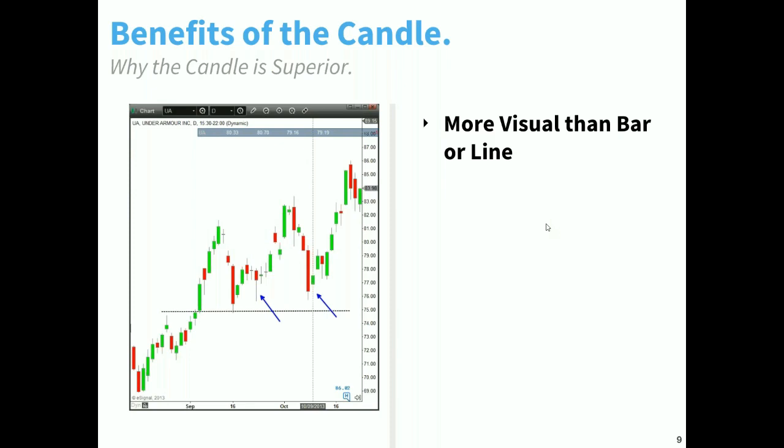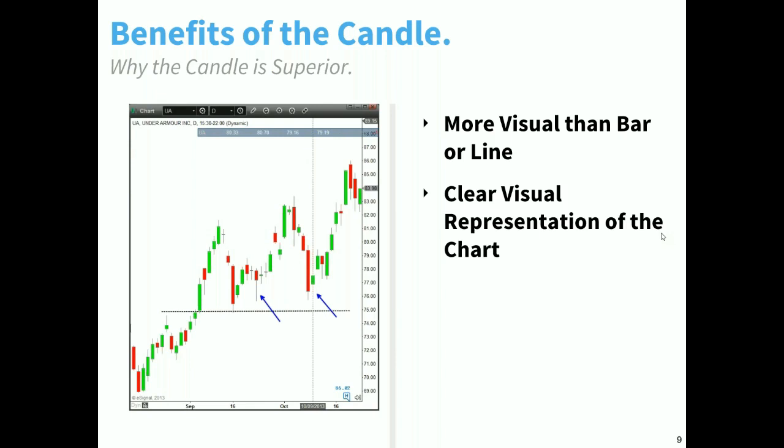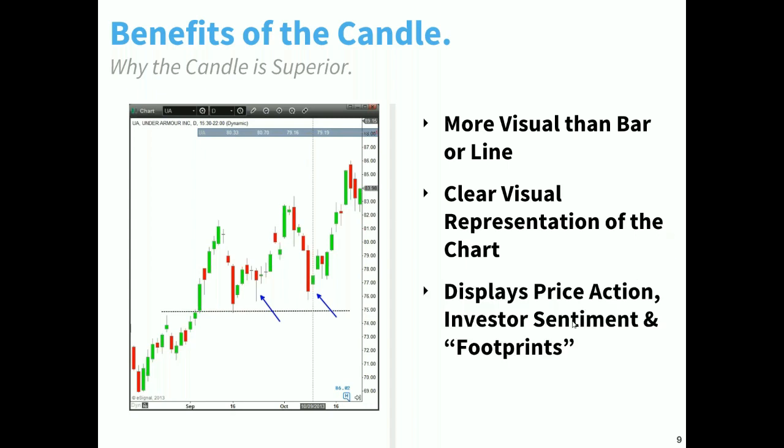Number one, of course, these things are more visual than your typical bar or line chart. They're clearly representing visually what's taking place on the chart in terms of price action, that's for sure. But most importantly, folks, and if this is the only thing you take away from my presentation here, note that candlesticks, if you use them correctly, and I'm saying again, if you use them correctly, you are going to find that they're displaying to us investor sentiment and investor emotions.